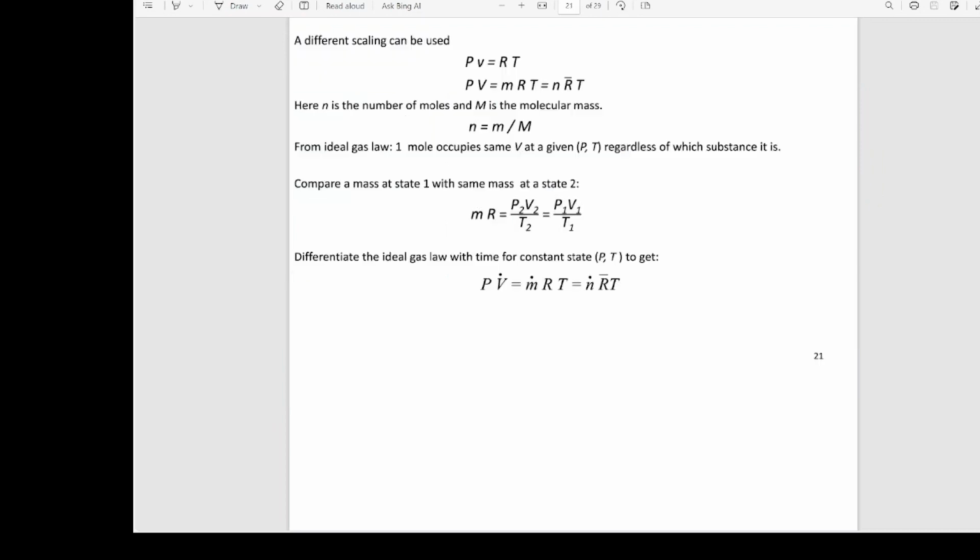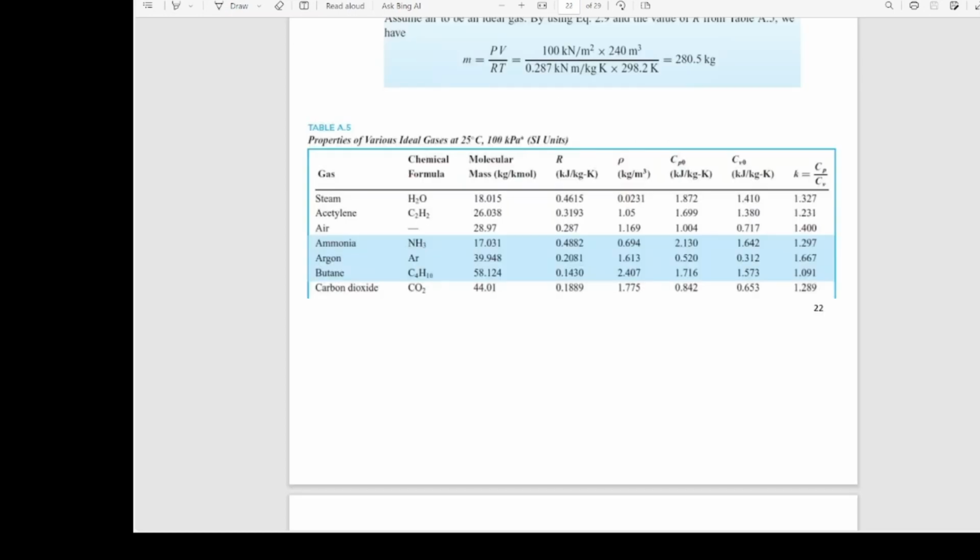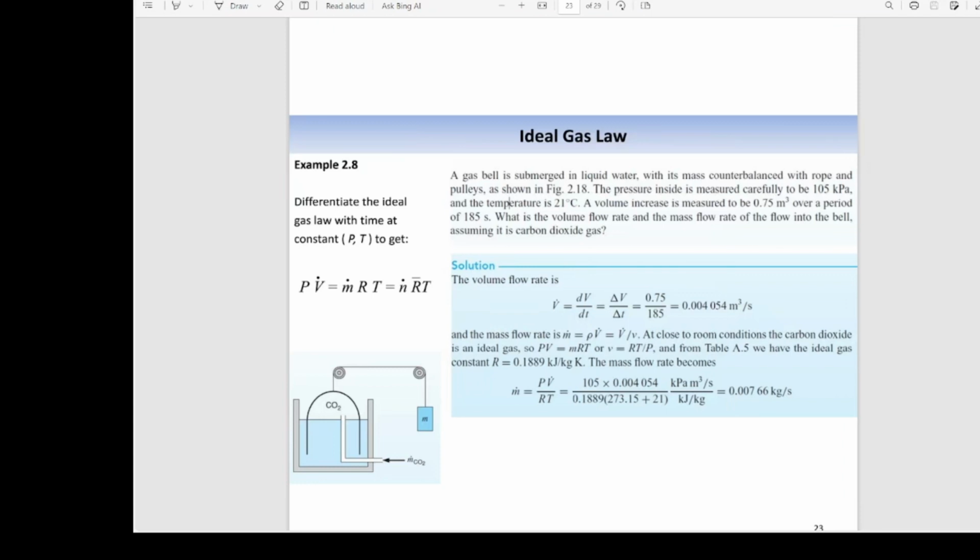So the equation we're going to need to apply is the rate equation, as we saw previously. And for the gas constant, we're also going to apply table A5. So we're taking this right from this table. Okay, so first part of this, we're going to find the volume flow rate.